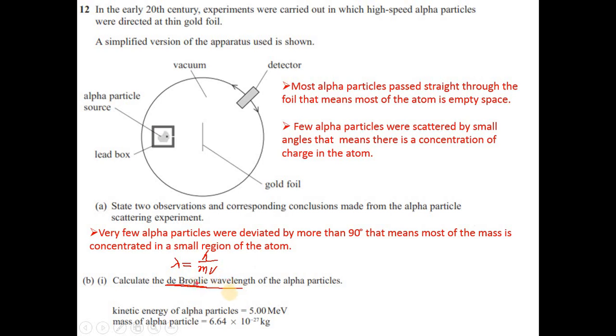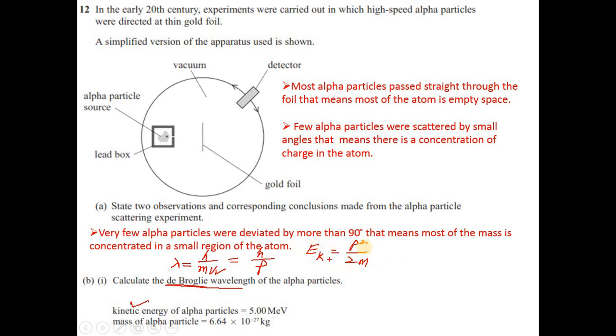To find the de Broglie wavelength lambda, you need Planck's constant, which you can find from your formula sheet, and the mass of the alpha particle, which is given here. But you don't have the velocity of the alpha particle. For that you are given the kinetic energy. Since mv is momentum, you have a relation between momentum and kinetic energy: Ek, the kinetic energy, is equal to p squared by 2m.